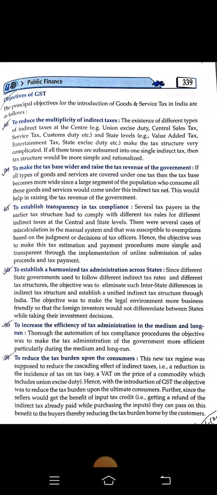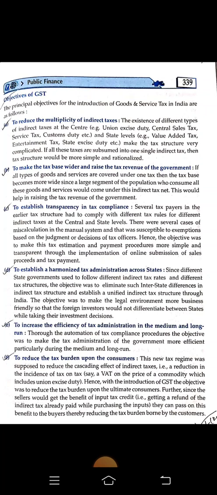Number D is to establish a harmonized tax administration across the states. Since the different state governments follow different indirect tax rates and different tax structures, the objective was to eliminate such interstate differences in the indirect taxes or tax structure. Okay, the objective was to make the legal environment more business friendly, so that foreign investors would not find a difference between any state. They can invest wherever they feel like, if the tax is equal in every state.